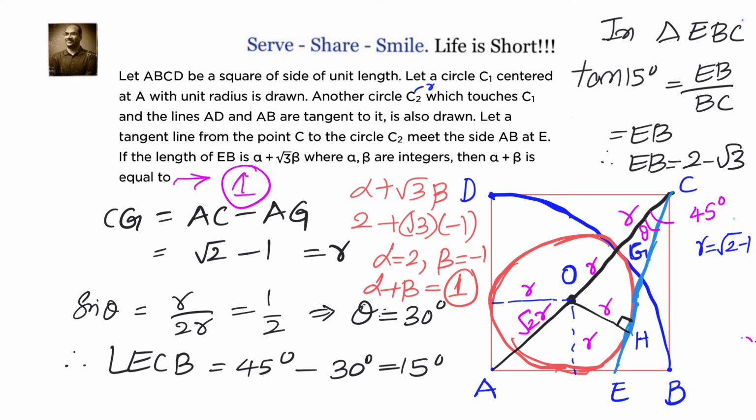Now this problem can be solved in so many different ways. In this particular video, we tried to solve it in the simplest fashion we can, so that we don't use any advanced concepts and try to use as many fundamentals as possible.